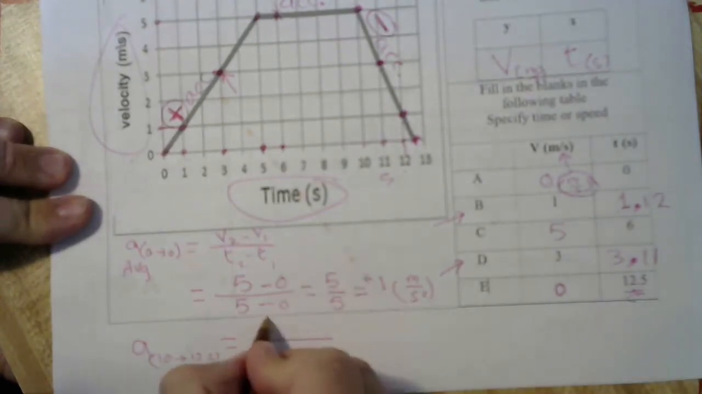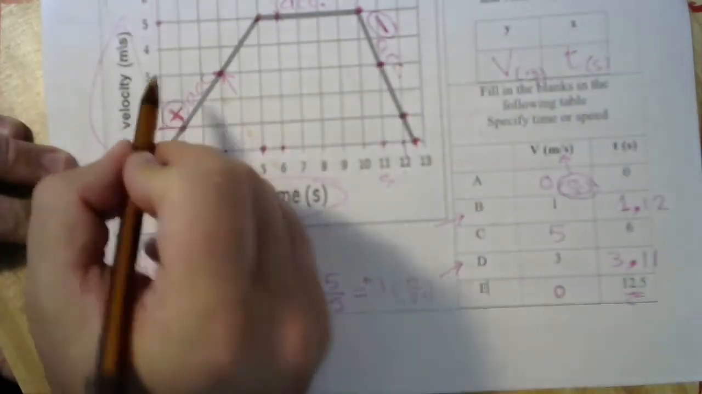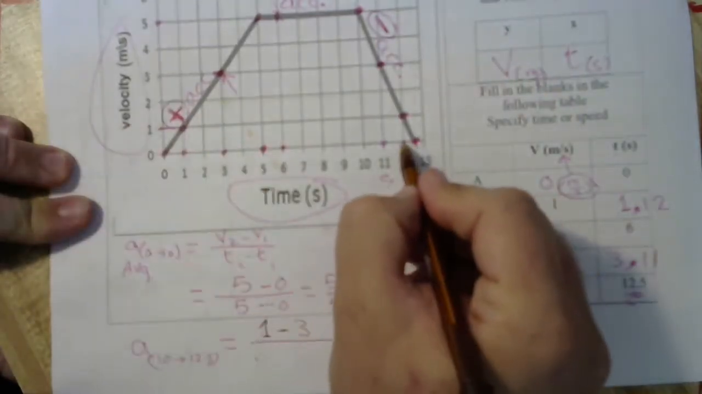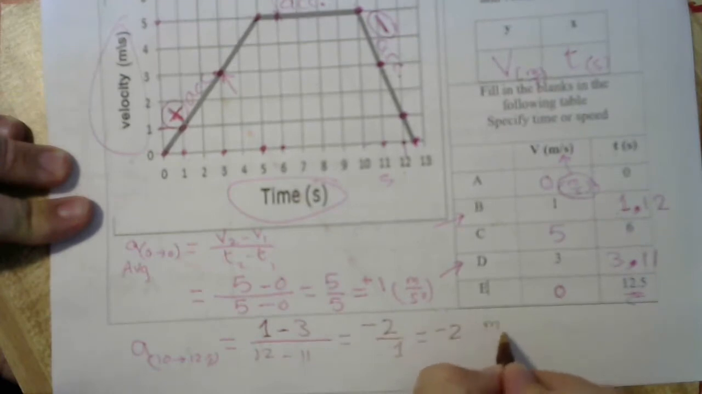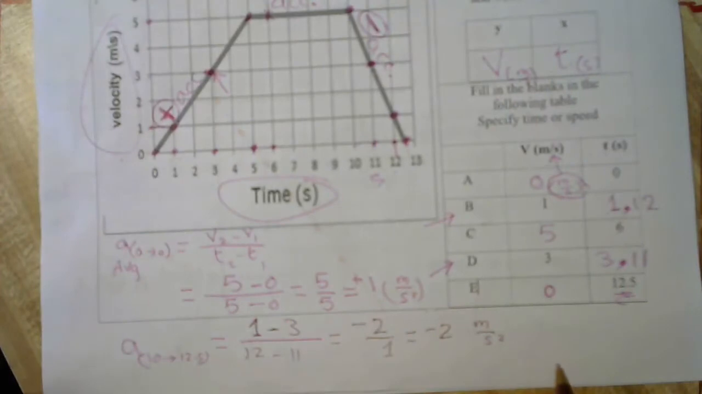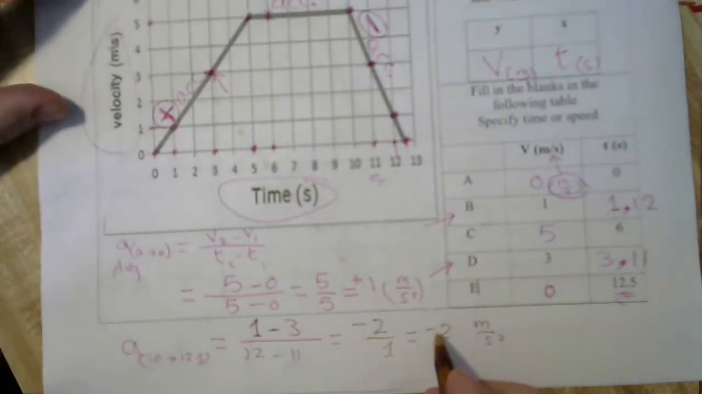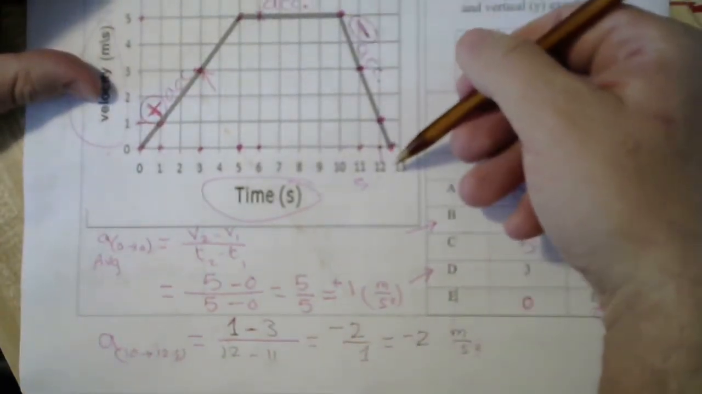I'll use this color, minus v1, which is 3, divided by the difference in time, which is 12 minus 11, which is equal to 1 minus 3 is minus 2 over 1, which is minus 2 meters per squared second. This means that the body is decelerating. The acceleration has a negative sign, which means the velocity of the body is reduced.